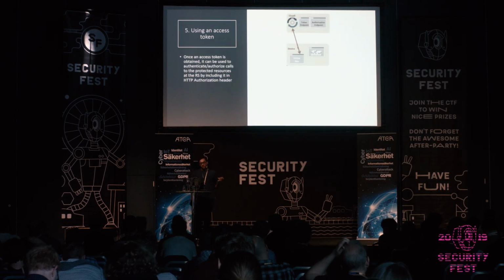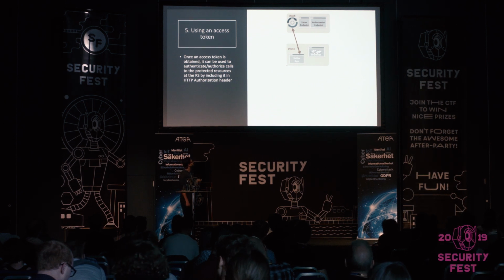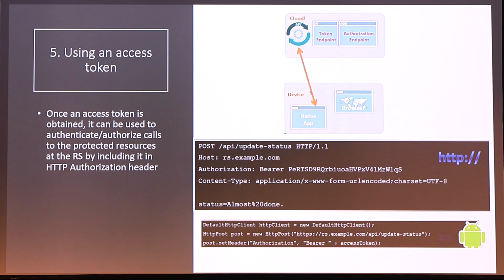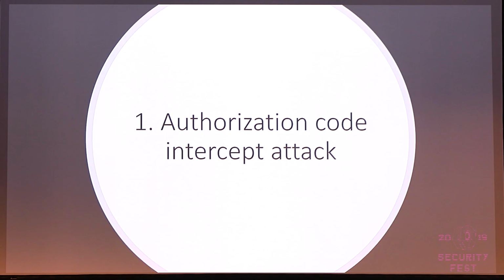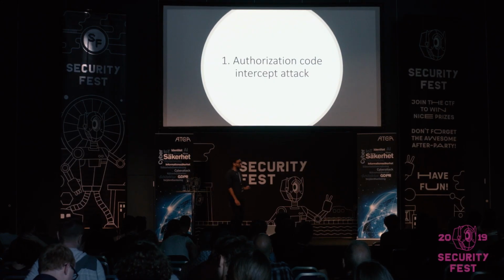And then the application can use this bearer token to access the resource, which is the API here. This is done by embedding the bearer token as an authorization header. So if you see here, there's the authorization header with the bearer token embedded. So that brings us to a first attack scenario called authorization code intercept attack.